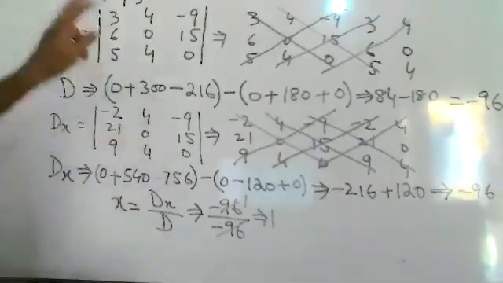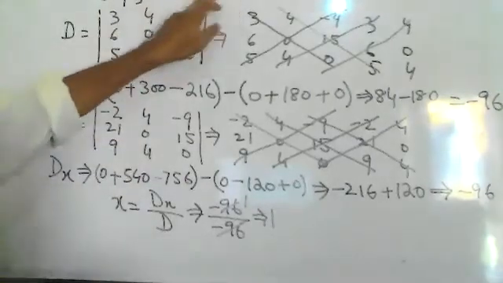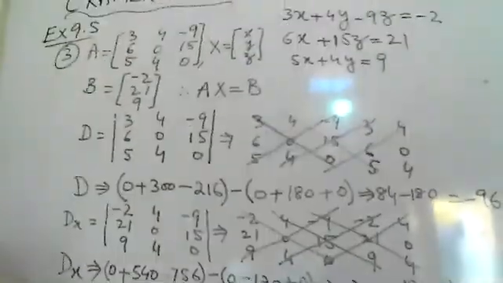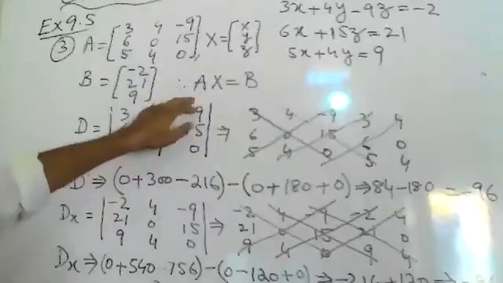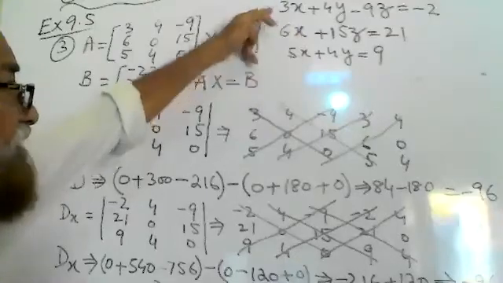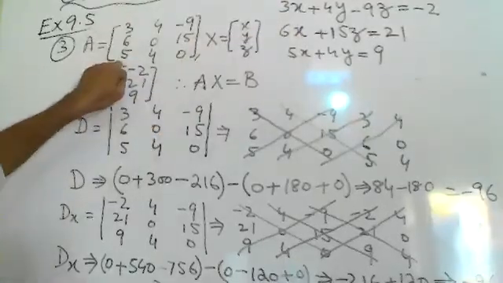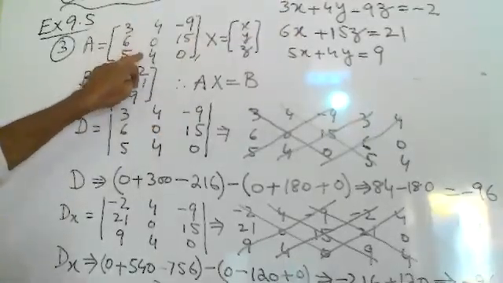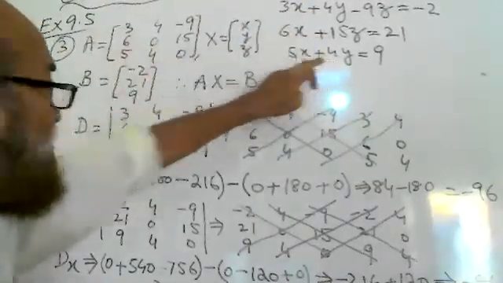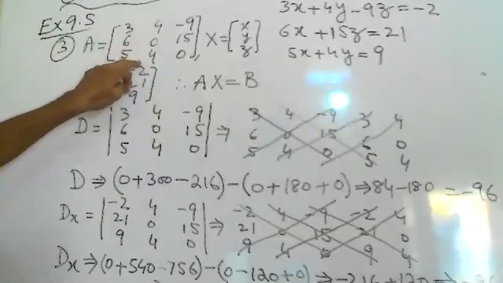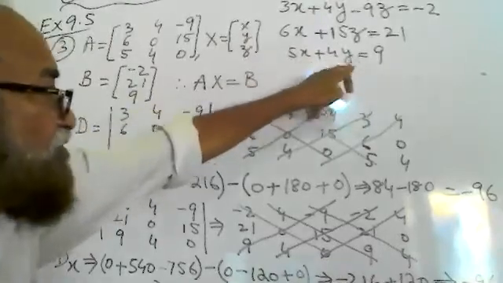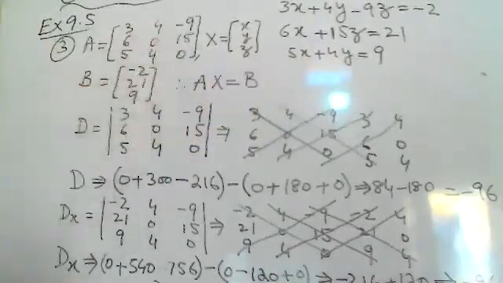So first we converted into the matrix equation Ax plus b equal to 0. A is the matrix of the coefficients. The coefficients of x are 3, 6, 5 in the first column. In the second column, the coefficient of y is 4, there is no y, 0, and there is 4. Now the third column, coefficient of z: minus 9, 15, and there is no z, so 0.